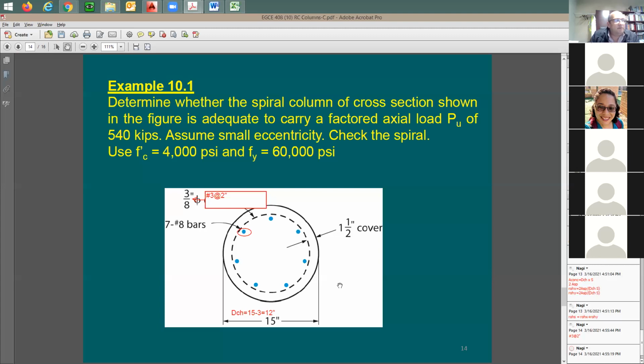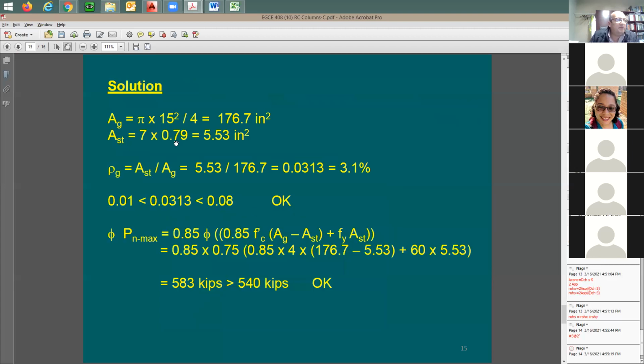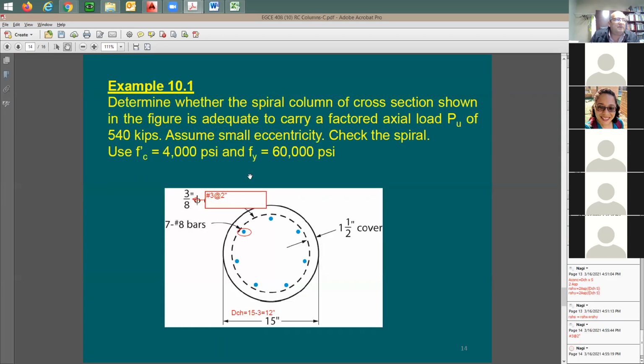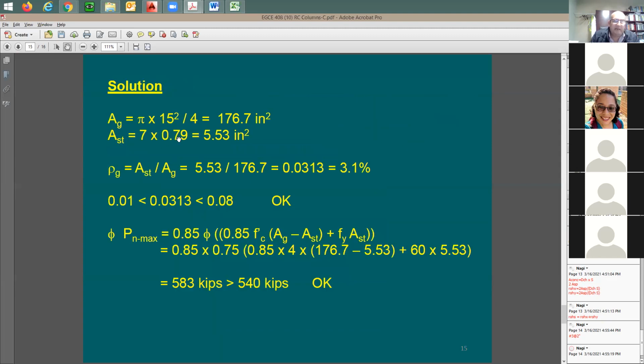Now I need to check here the capacity of the column. So let me look here. A gross is going to be pi times 15 squared, the diameter, gross section area, divided by 4. Reinforcing, I have here 7 number 8. You can count them. I have 3 and 3, 6, and here's one, is going to be 7. 0.79 for Ab. One rebar is going to be 0.79. The steel ratio here, which is cross-section area of the steel divided by cross-section area of the concrete, is going to be 3.1%. This is good, more than 1% and lower than 8%.